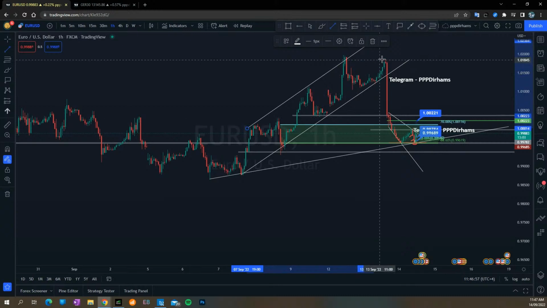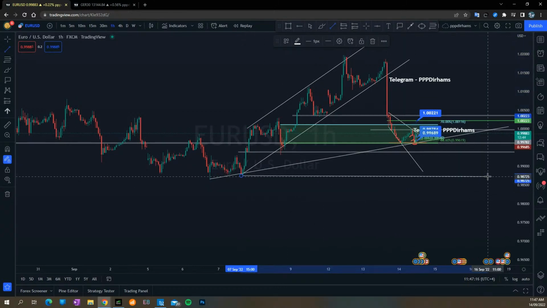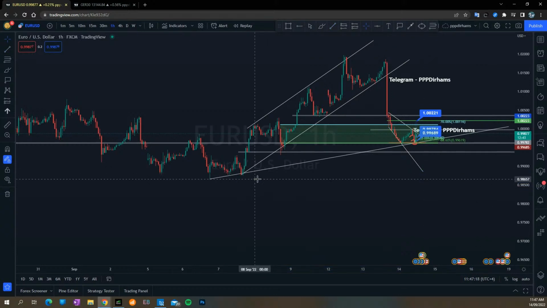There is some sort of imbalance here, which we can actually fill up by the correction. I mean by letting this channel play out, right? And for this channel to play out, it needs to follow the rules. So in following the rules, it broke out, and it should actually come all the way to this zone.